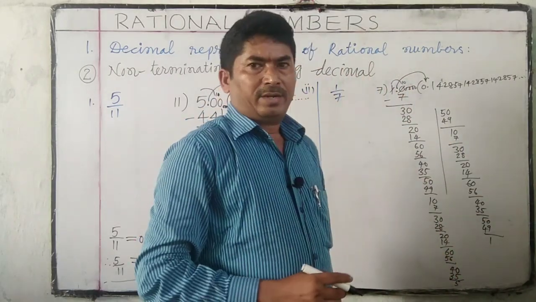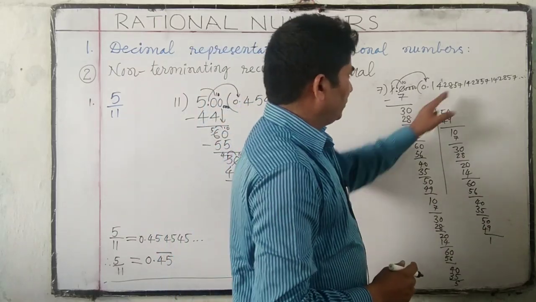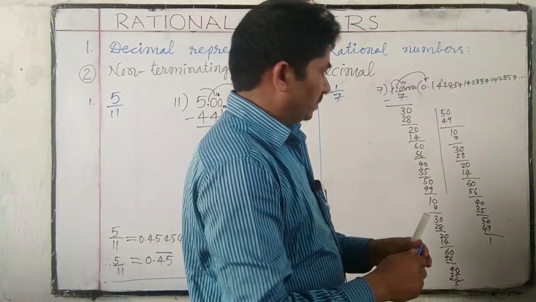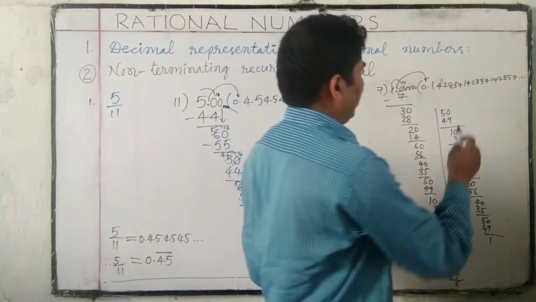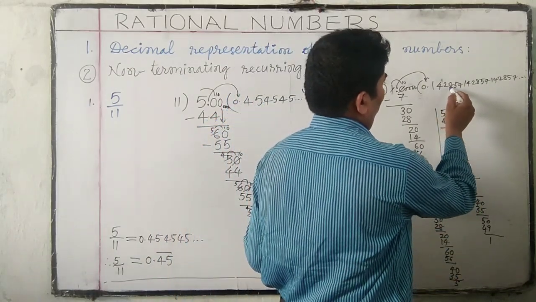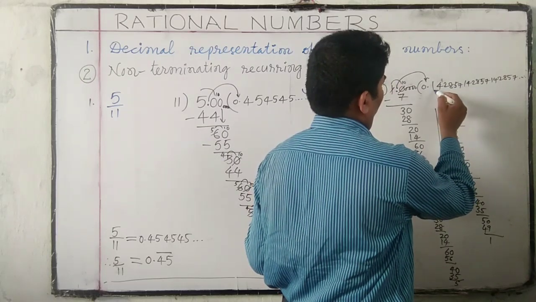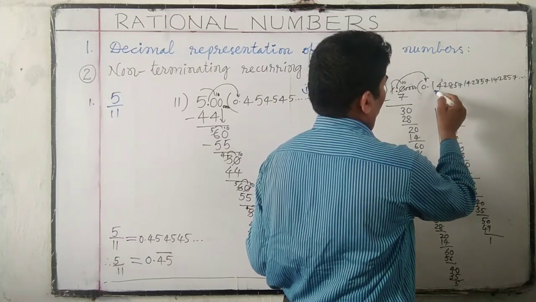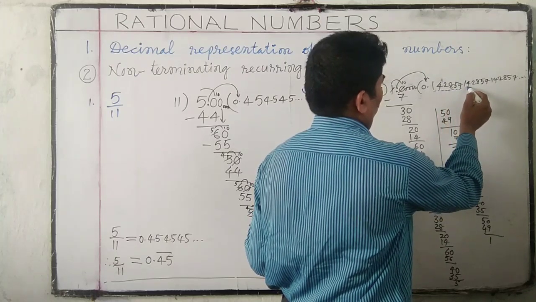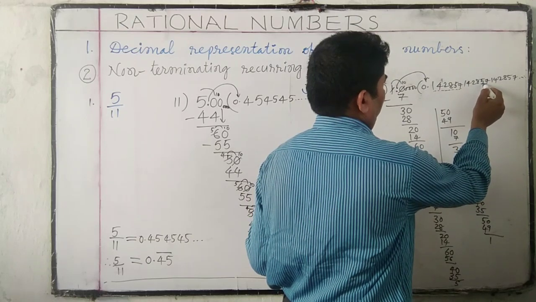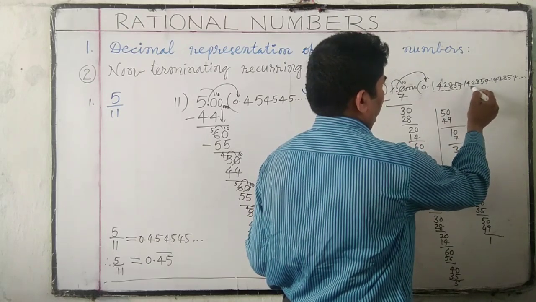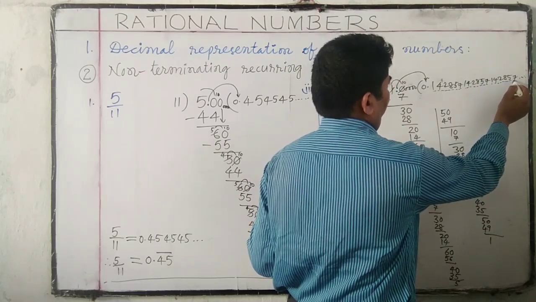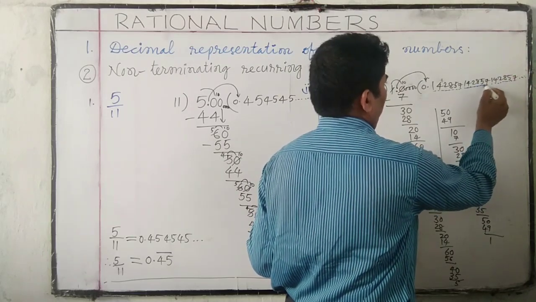So here every time we have some remainder. If we observe this quotient, we can get an idea. Some number is repeating again and again: 1 4 2 8 5 7. This is repeating.